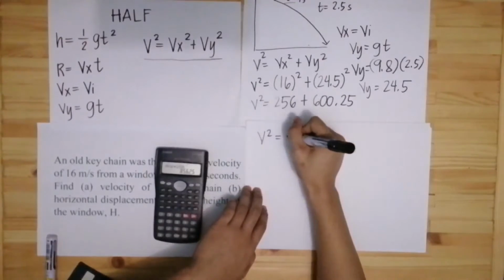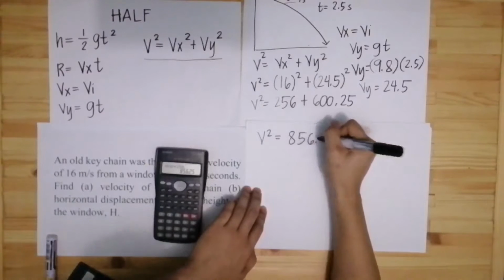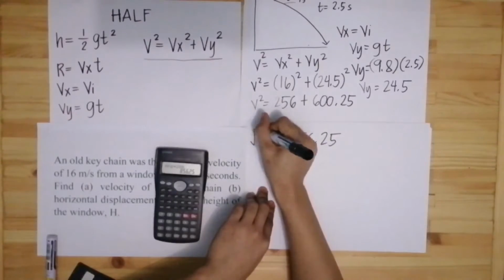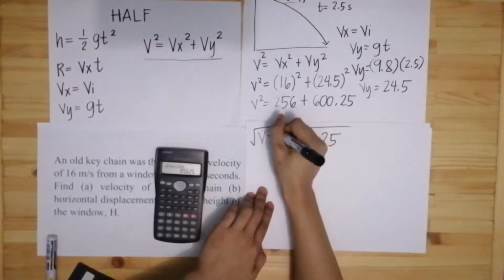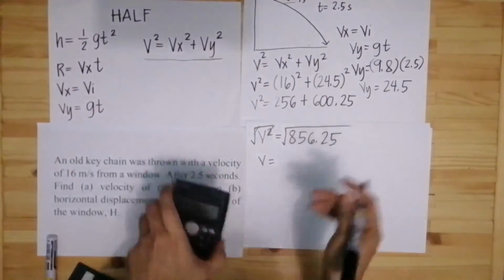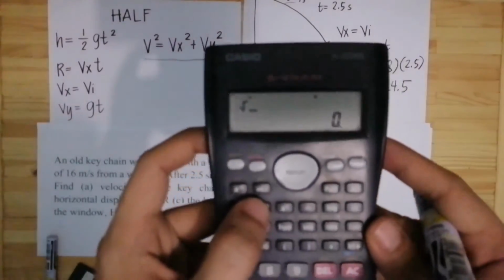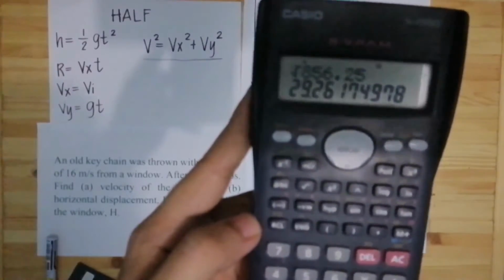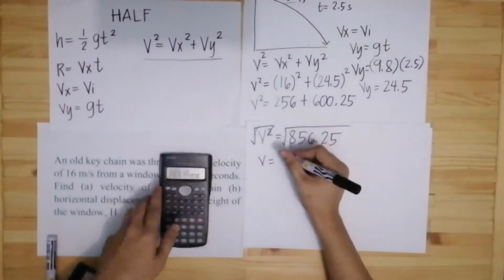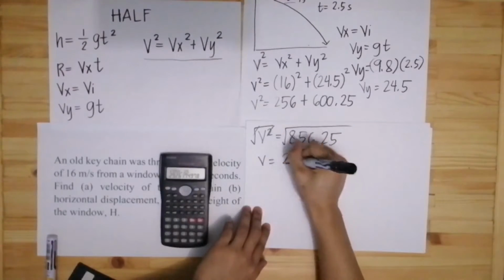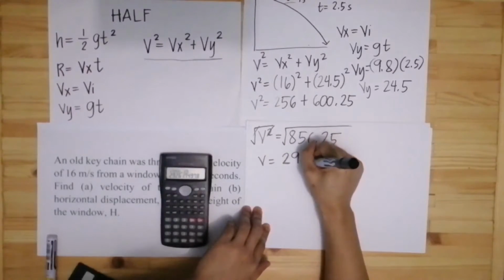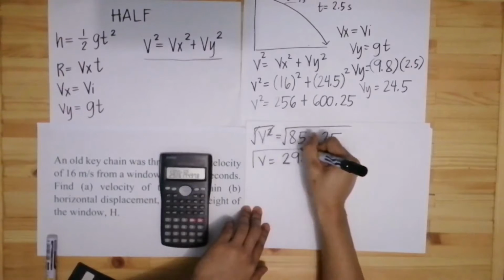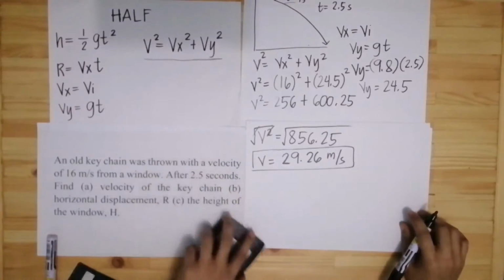Tandaan nyo, V squared pa lang yan equals 856.25. We're looking for the velocity. So let's get the square root of both sides. So ito, cancel na yan. Magiging V na lang. Then get the square root of your answer. Square root of 856.25. That is equal to 29.26. Okay? So the velocity, the final velocity is 29.26 meter per second. Kasi velocity yan. So that is the answer for letter A.